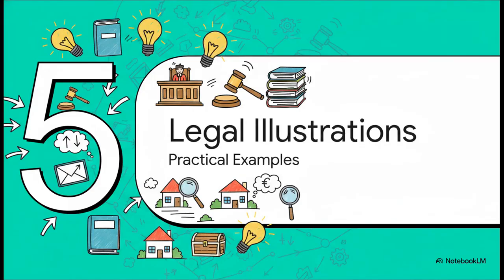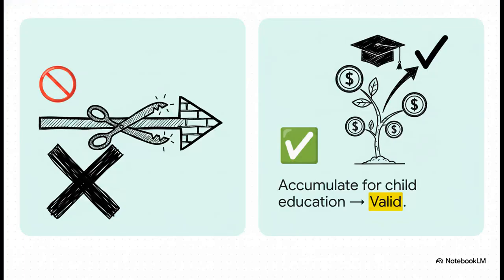Moving to heading 5. Legal illustrations. Look at this comparison. On the left, income of property to be accumulated for 25 years becomes void after 18 years. But on the right, income to be accumulated for children's education is valid. Compare how the absolute 18-year rule strikes down the left scenario exactly at the 18-year mark, releasing those funds for the final 7 years. Meanwhile, the scenario on the right is completely saved by the statutory exception for children's advancement.